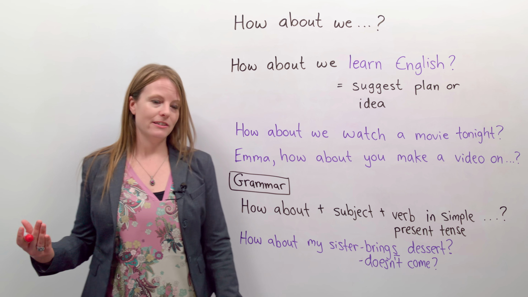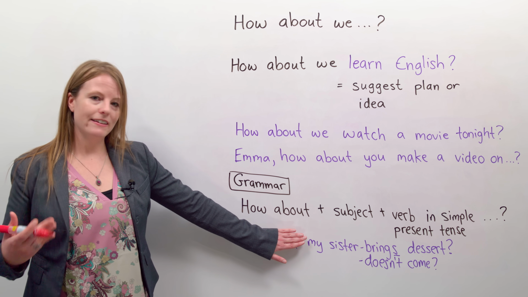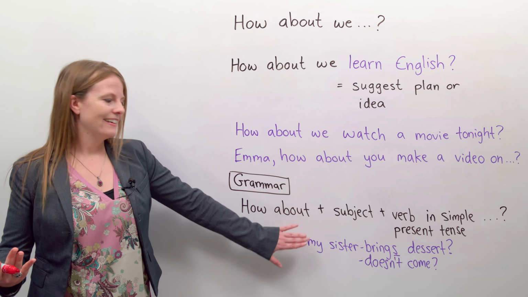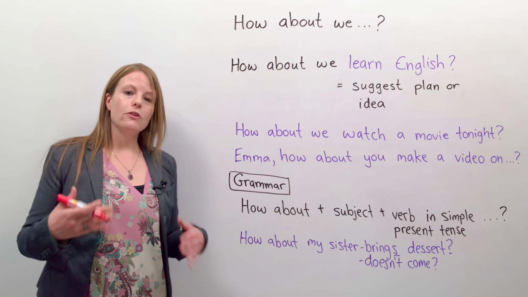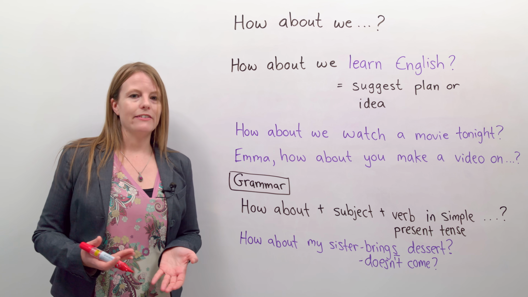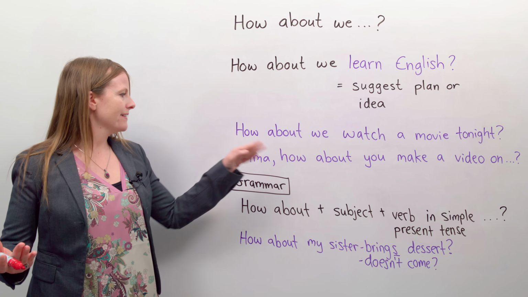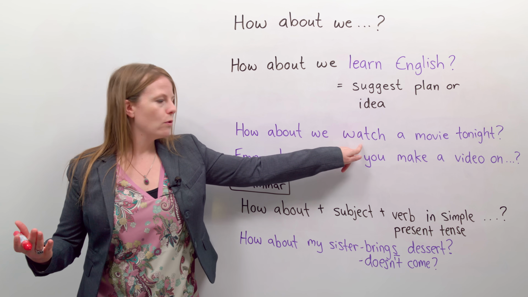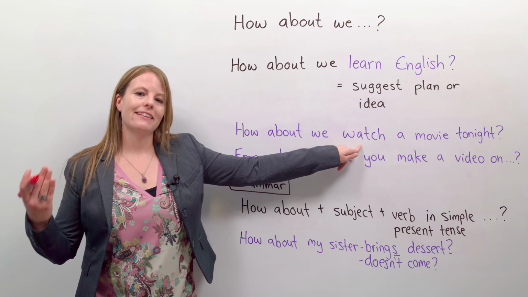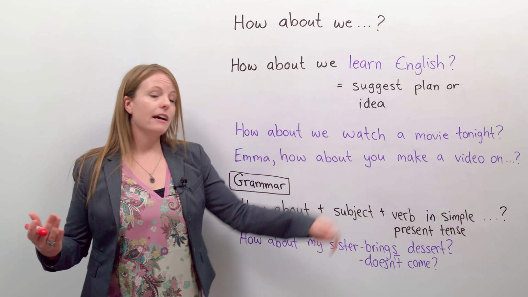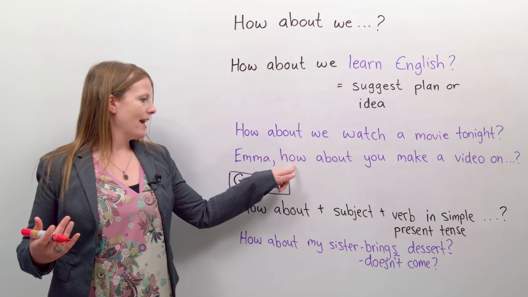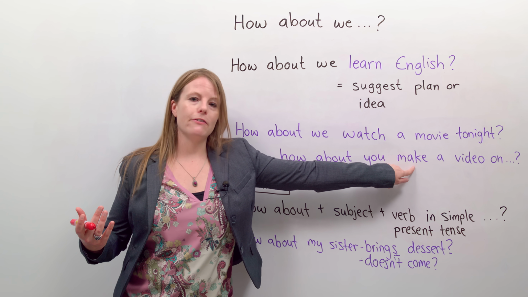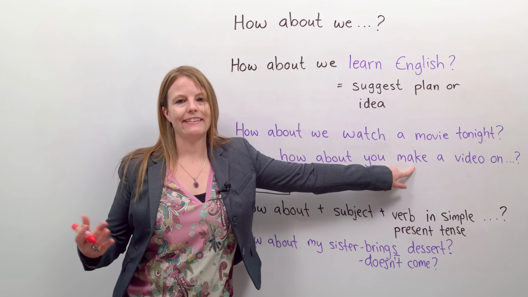And then I have the word dessert. If I hide how about, you'll see my sister brings dessert. That's like its own sentence. So that's an example of this. Even if we look at the previous examples, we have how about, we, which is the subject, watch, which is the verb in the simple present tense, and then a movie tonight. Or how about you, which is the subject, and then we have the verb here, make, which is again in the simple present tense.